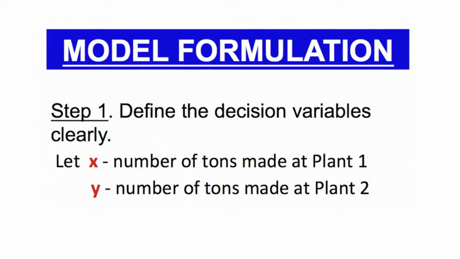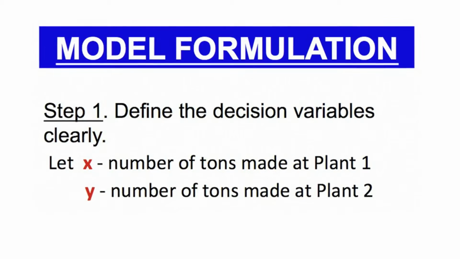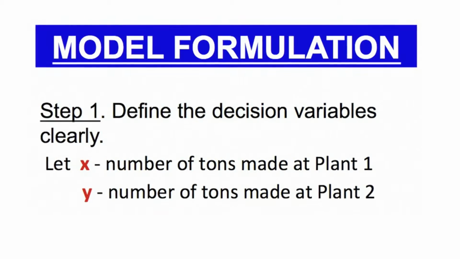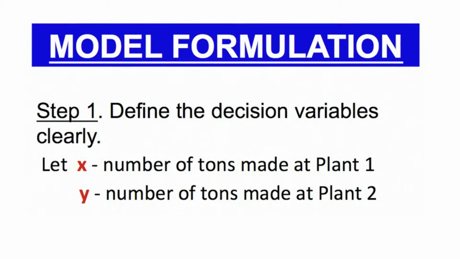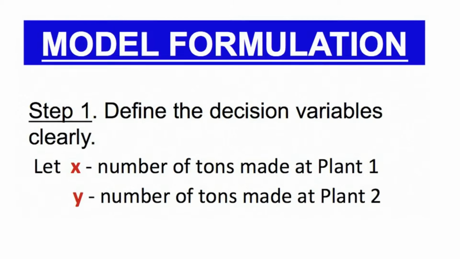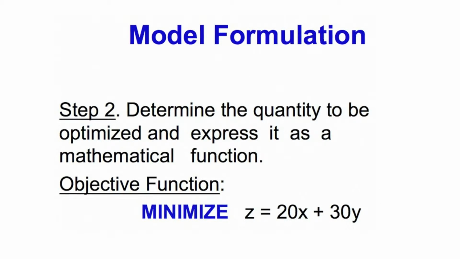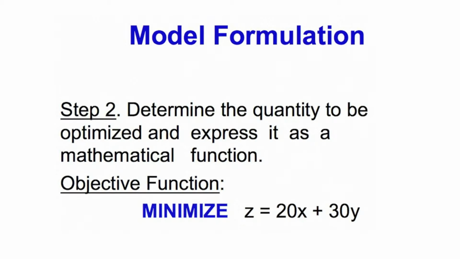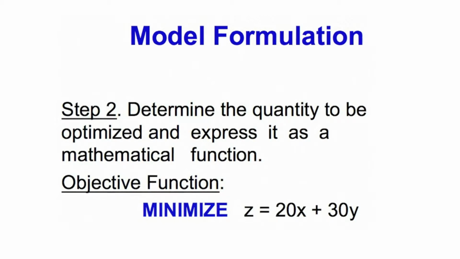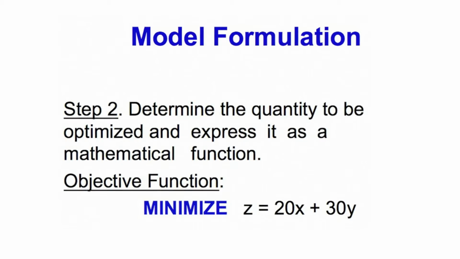Let's try to formulate the model. First, we define the decision variables clearly. Let X denote the number of tons made at plant 1 and Y denote the number of tons made at plant 2. Next, we determine the quantity to be optimized and express it as a mathematical function. We want to minimize pollution, so we minimize Z equals 20x plus 30y.